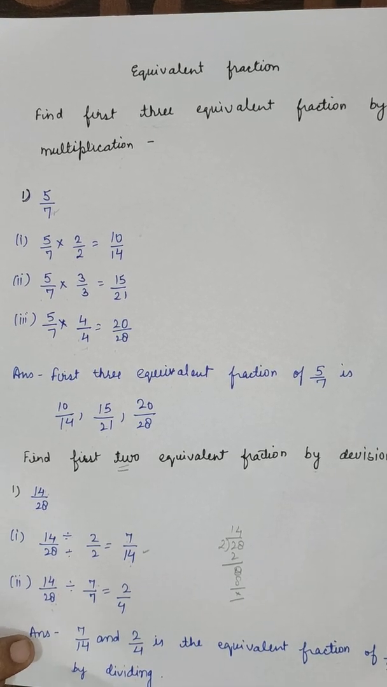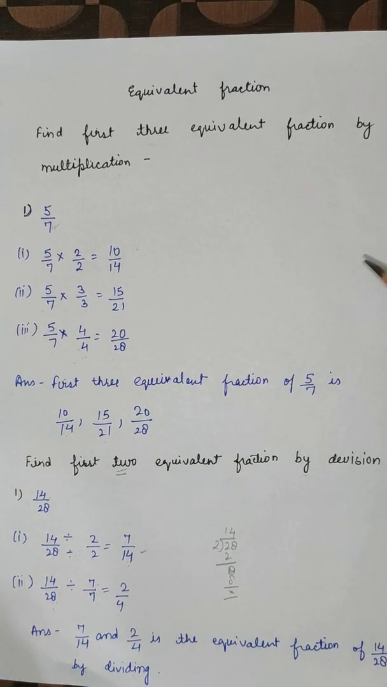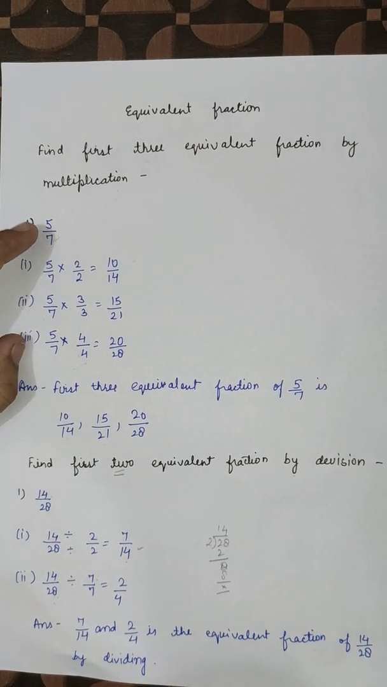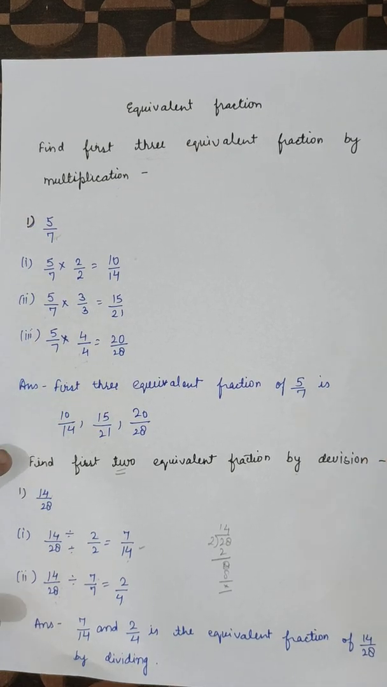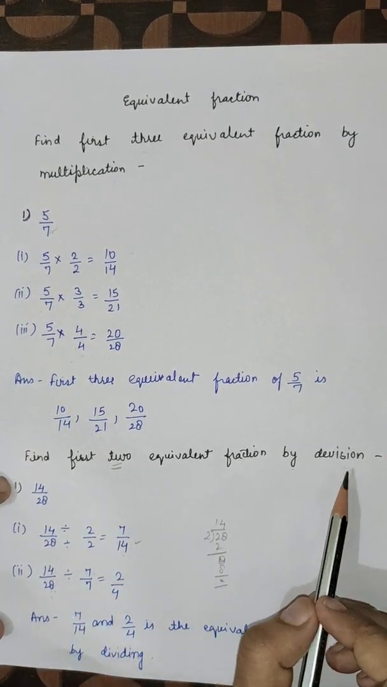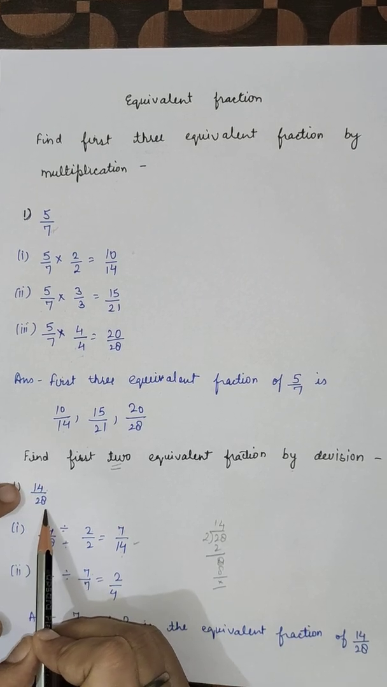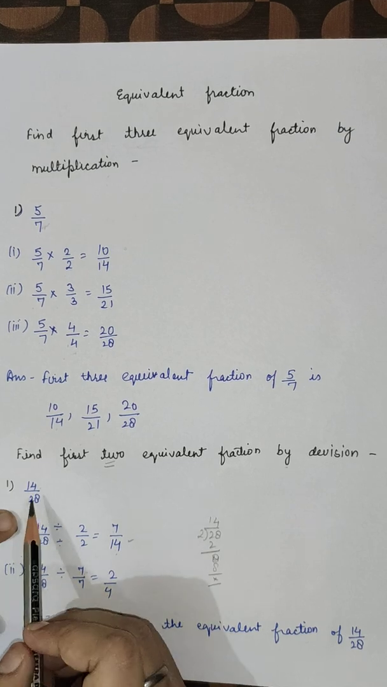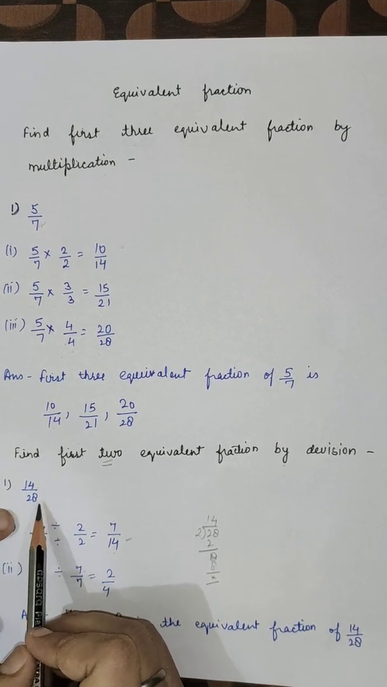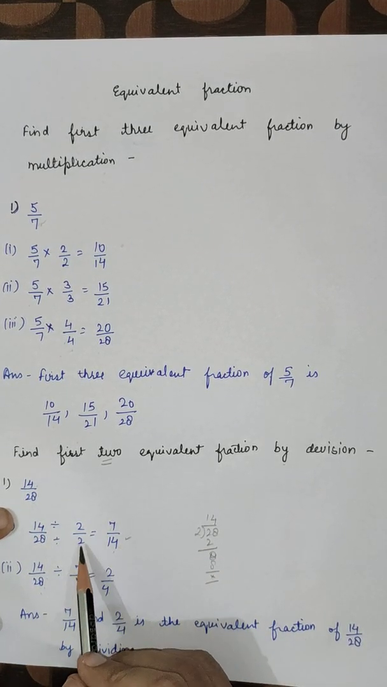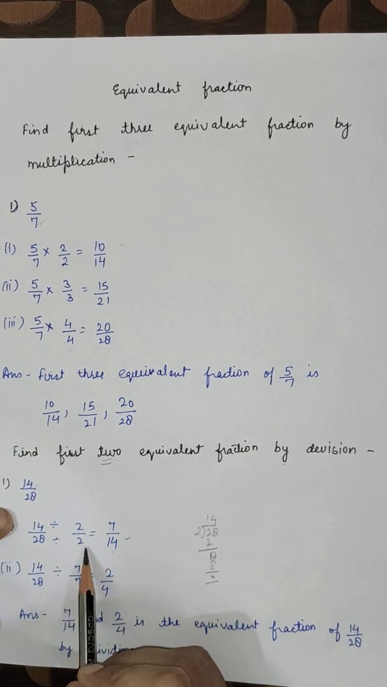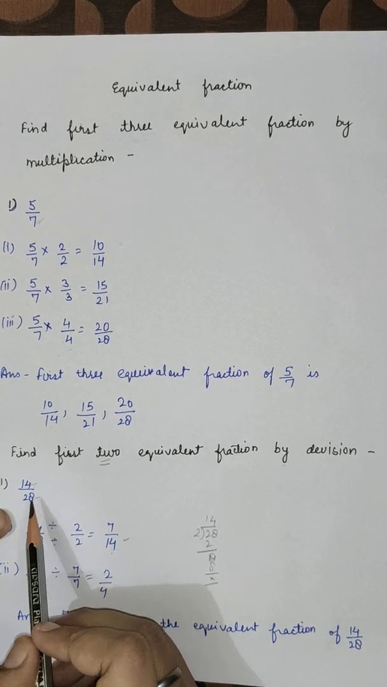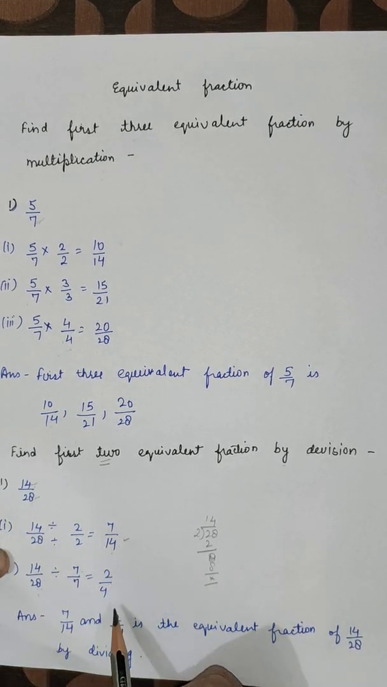Now keep in your mind: in multiplication, for the first three equivalent fractions you take 2, 3, 4 and multiply the given fraction by them. But in division, whatever fraction is given, you first check the two numbers you have, and find in which table both numbers come, and after that we divide and get the answer.